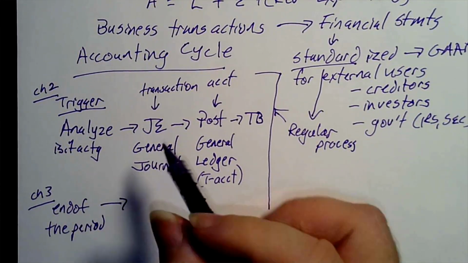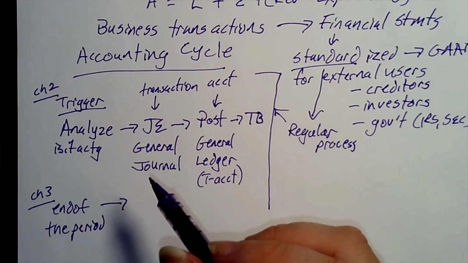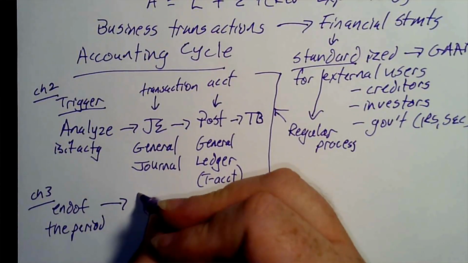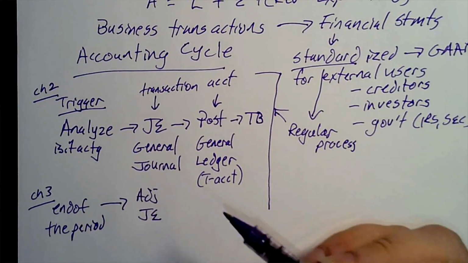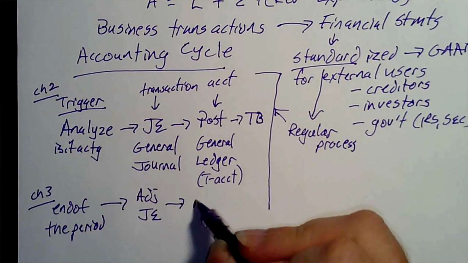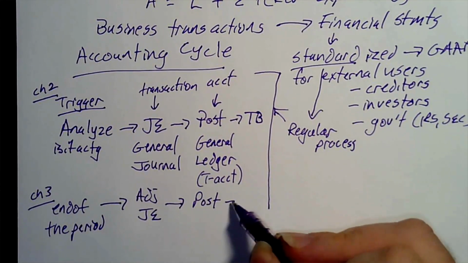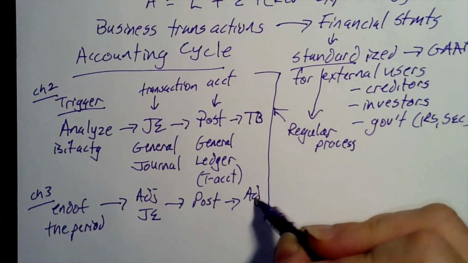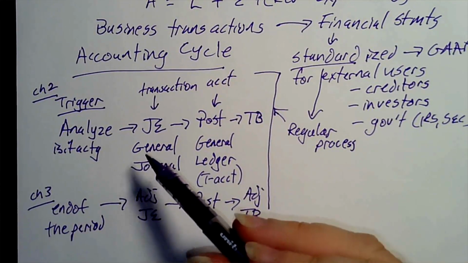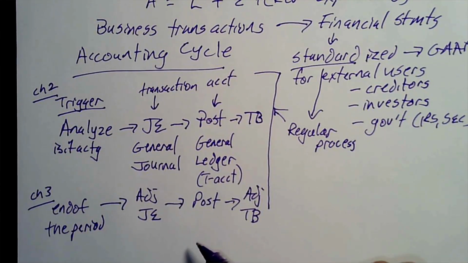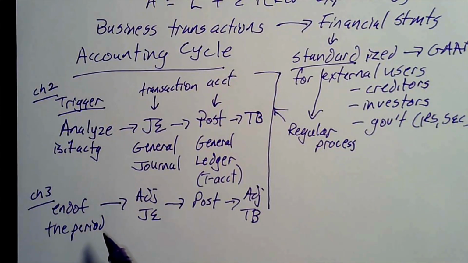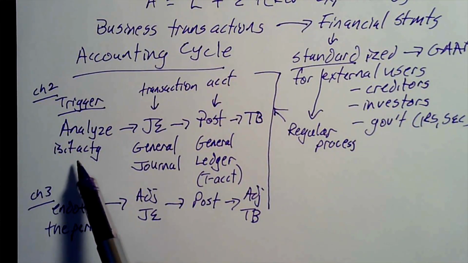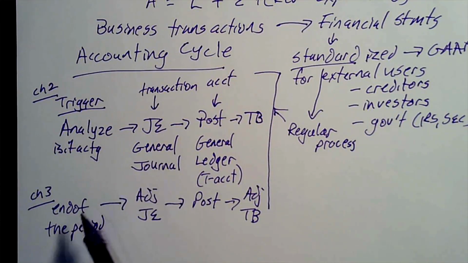And what happens there? Well, then we look at this next set of transactions, which are called adjusting transactions, and we make an adjusting journal entry. They still live in the general journal. Then we go ahead and post them, and then we have an adjusted trial balance. So you notice steps 2, 3, and 4 of both of these cycles are the same thing. It's just the trigger and the type of transaction that's different. In the first one, we're dealing with normal business transactions. The second one, we're dealing with adjusting transactions.